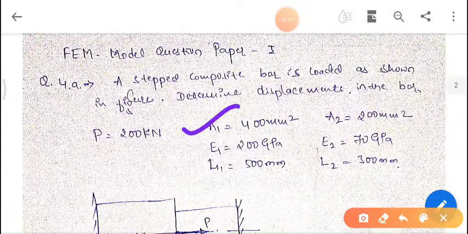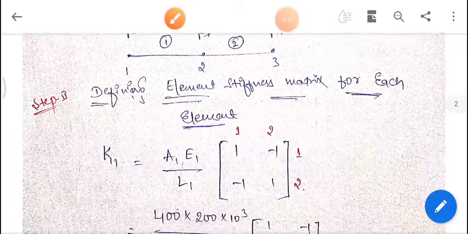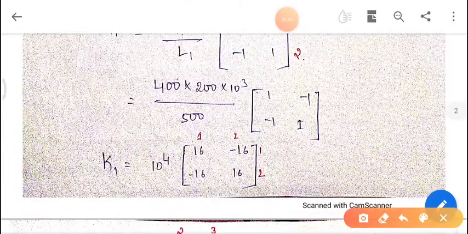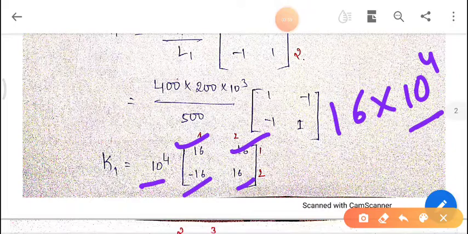So A1 is 400, E1 is 200 gigapascal, which has to be converted into Newton per mm square, so you multiply with 10 raised to 3. L1 is given as 500. If you substitute this and solve, you will get 16 into 10 raised to 4. What we have done is taken 10 raised to 4 outside of the matrix, then 16 minus 16, minus 16 16. If you multiply with 1 minus 1, minus 1 1, you will get this.